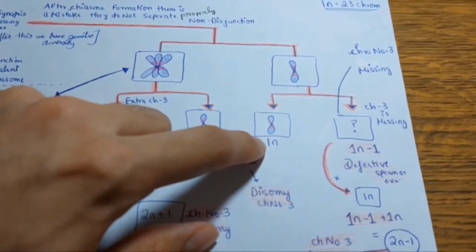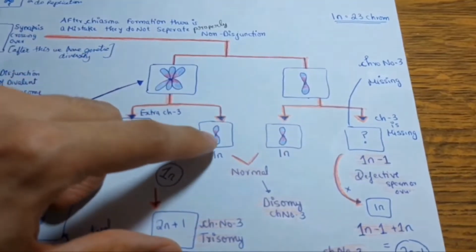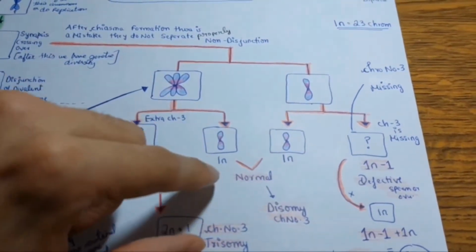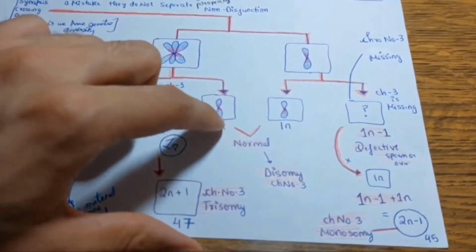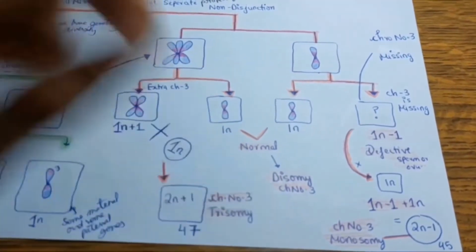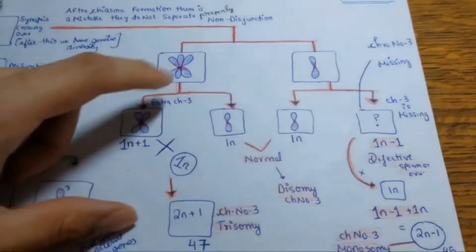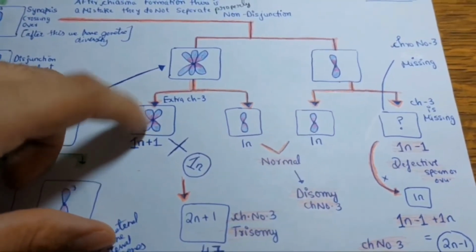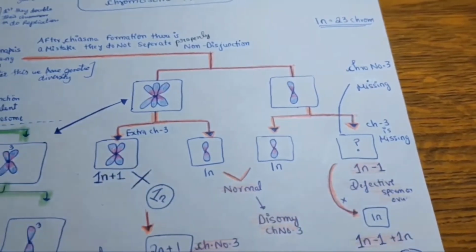In this cell we have 1n chromosomes, so we have chromosome number 3 as well as all the other pairs of chromosomes; it's normal. Here also we have chromosome number 3 with all the other chromosomes, so this is normal. So if these two gametes result in the formation of a zygote, then it will be normal. But in this case you can see here we have an extra copy of chromosome number 3, and here we have no copy of chromosome 3 but the other chromosomes are present.